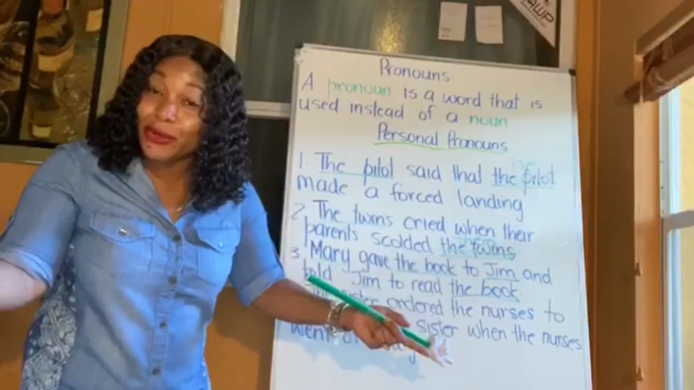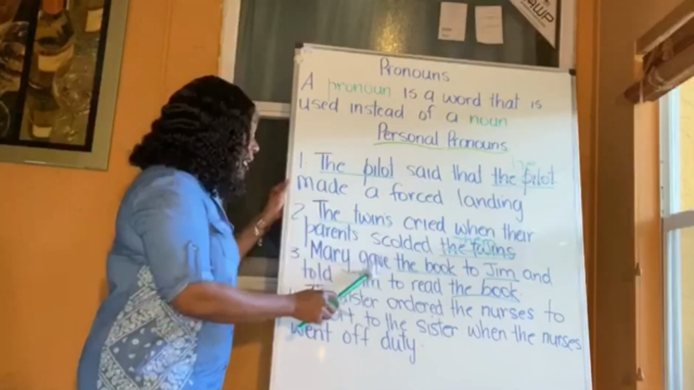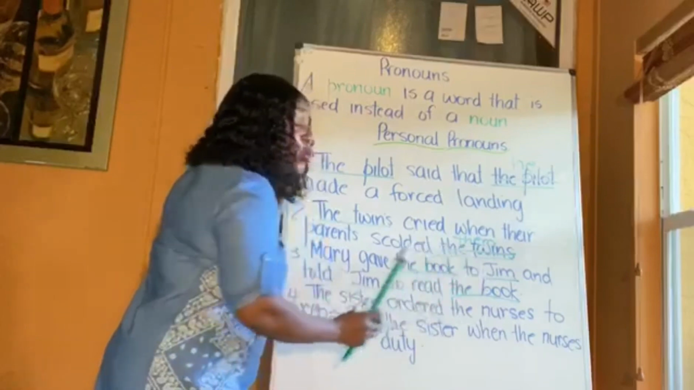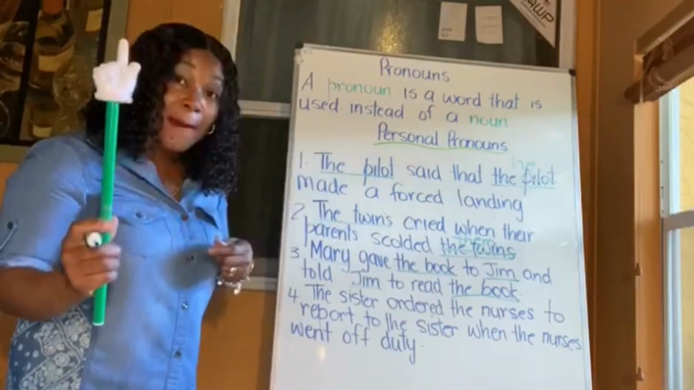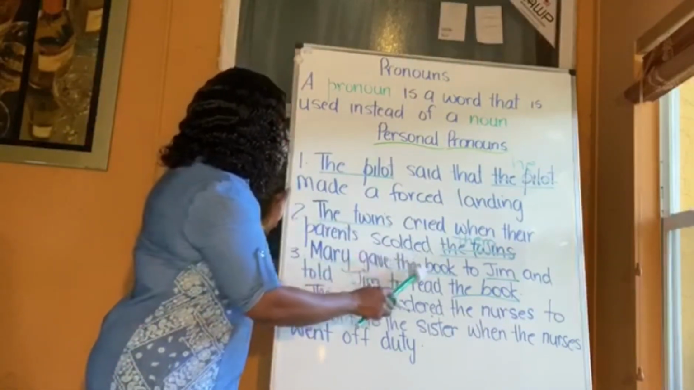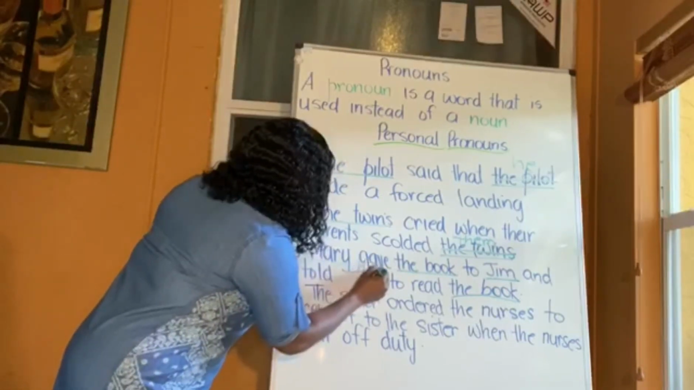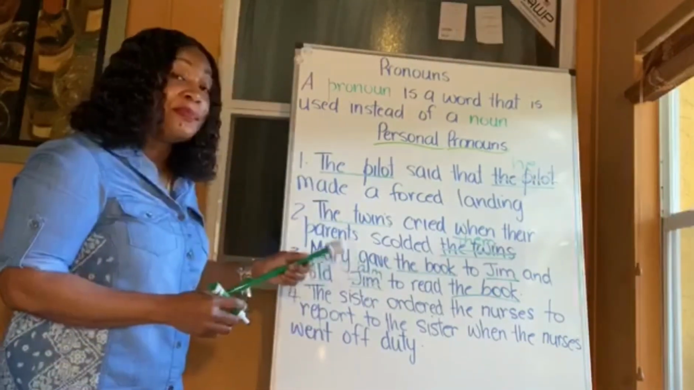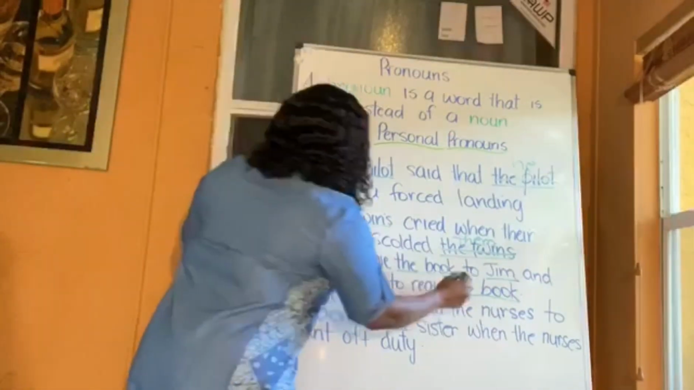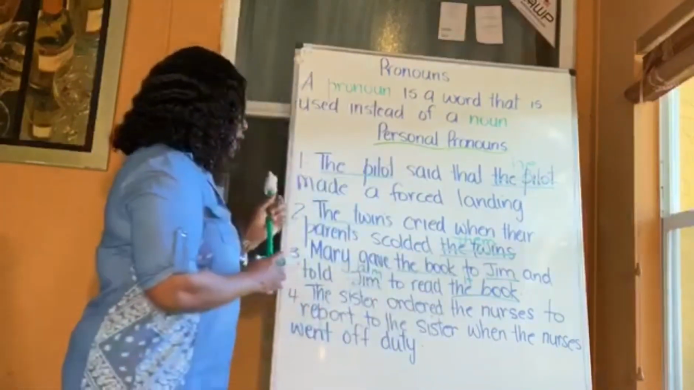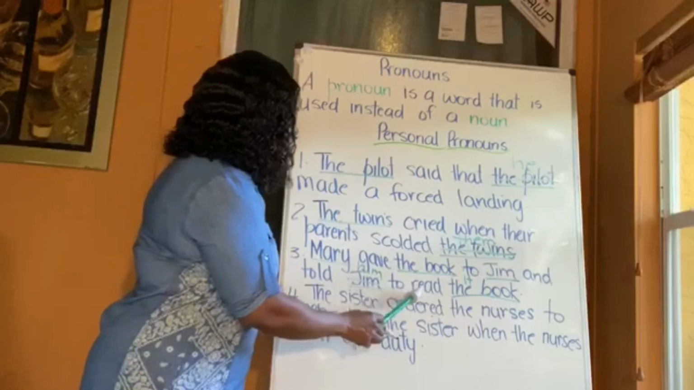Do we need to be so repetitive? No. Let's see how we could fix that. Mary gave the book to who? To Jim. Is Jim a boy or is Jim a girl? Jim is a boy. So Mary gave the book to Jim and told him. So we're replacing Jim with him to read what? The book, which is a thing. So which pronoun? It. So Mary gave the book to Jim and told him to read it.